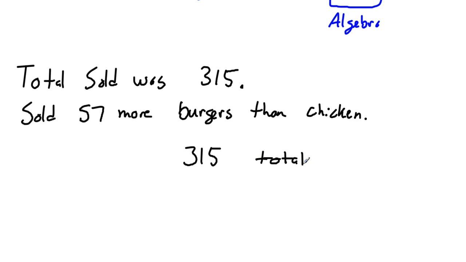Somebody had 57 more than the other one, right? So it's like somebody had 57 extra. So subtract out the extra. So take out the 57. Because if you take out the extra ones, they sold the same amount, correct? So just do 315 minus 57. That's going to be 258. So equally together, they sold 258.